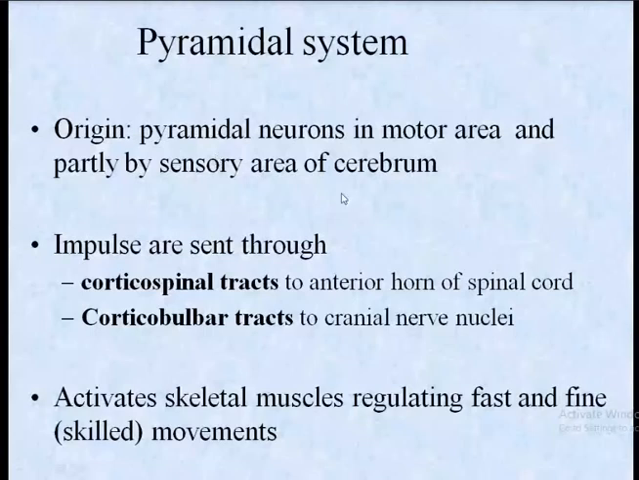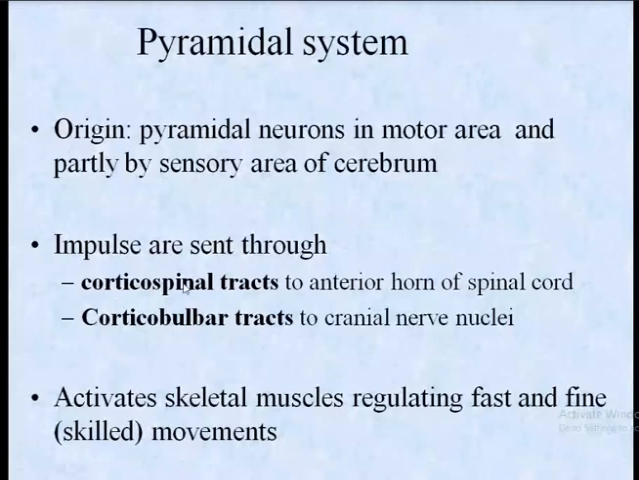Then impulses are sent through the corticospinal tract and the corticobulbar tract. This is the same thing, but just because the relay station is different, they are named differently. Okay, the corticospinal tract, so the name itself suggests from the nuclei in the cortex of the cerebrum to the spinal cord, the ventral horn of the spinal cord, to the anterior horn of the spinal cord. Okay, so this is known as the corticospinal tract.